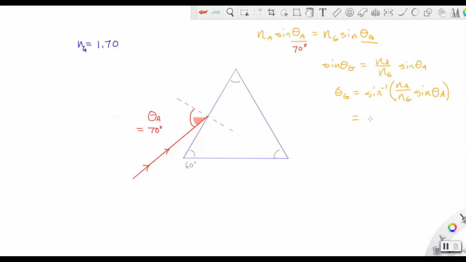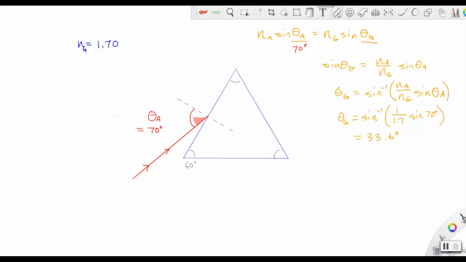But okay, so here we get theta glass is equal to the arc sine of 1 over 1.7 times the sine of 70 degrees. This gives 33.6 degrees. Now don't jump onto your diagram immediately with this angle. We have to stop and think about what that means, right?